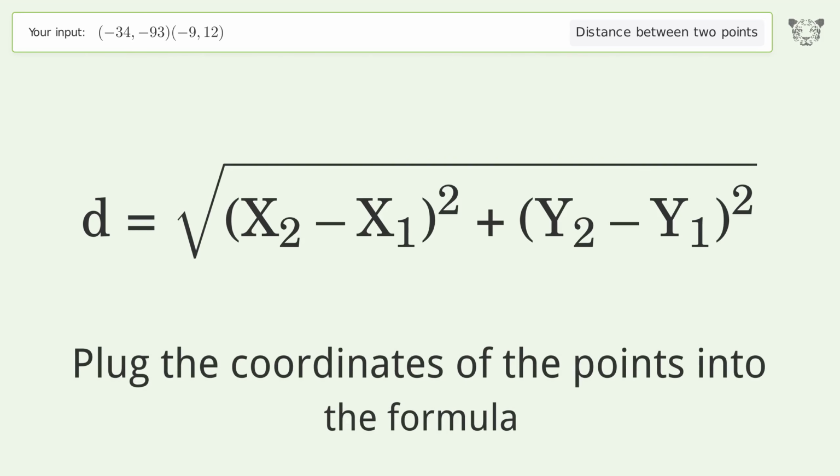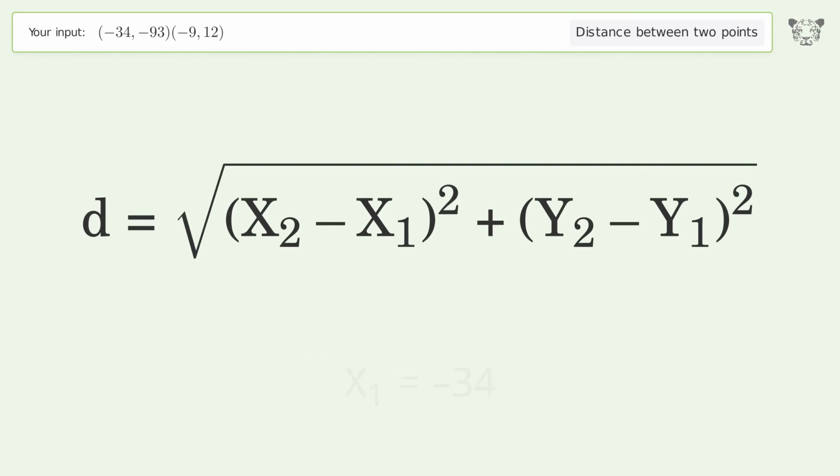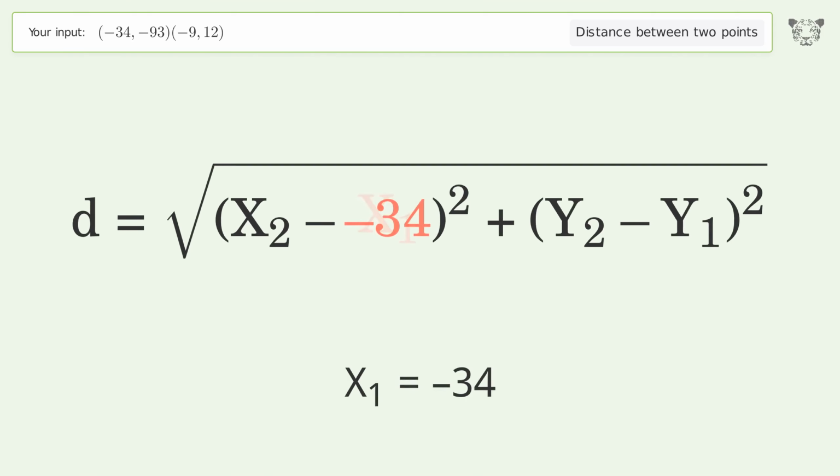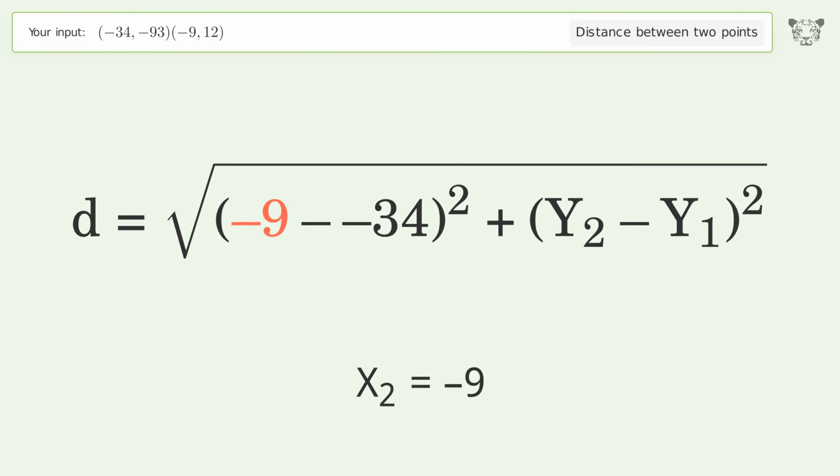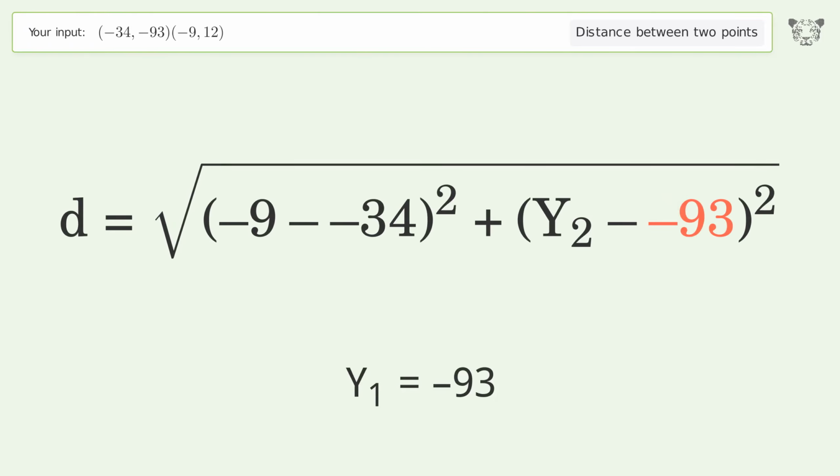Plug the coordinates of the points into the formula. x1 equals -34. x2 equals -9. y1 equals -93. y2 equals 12.